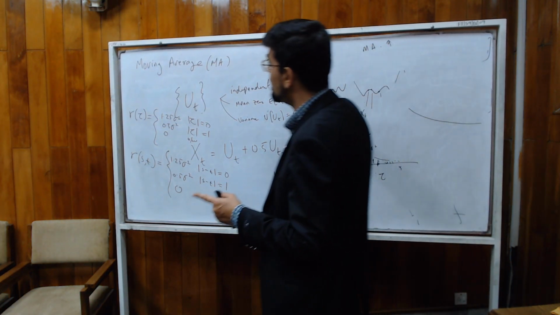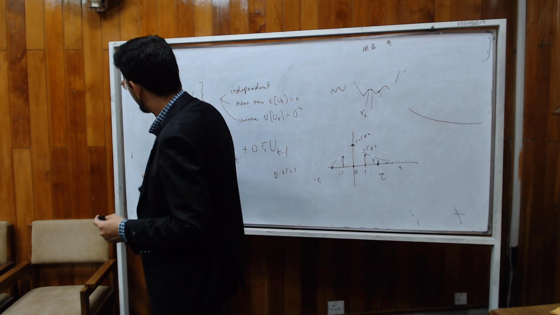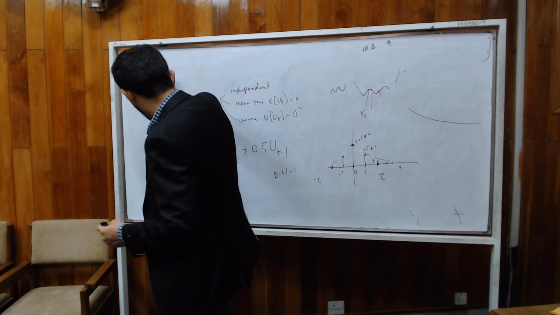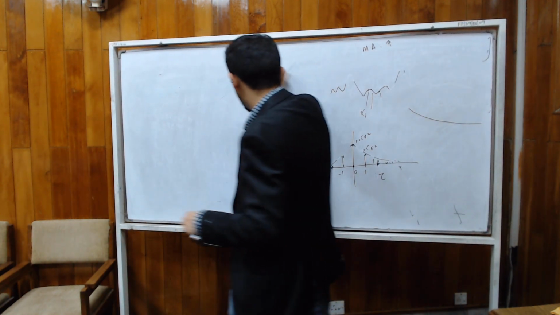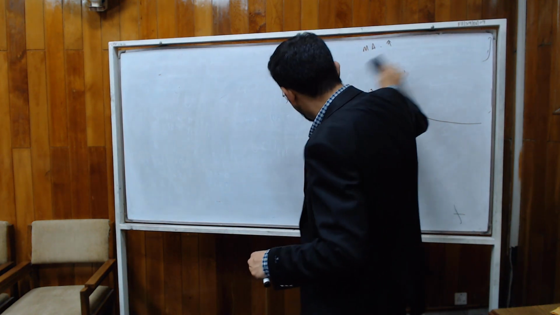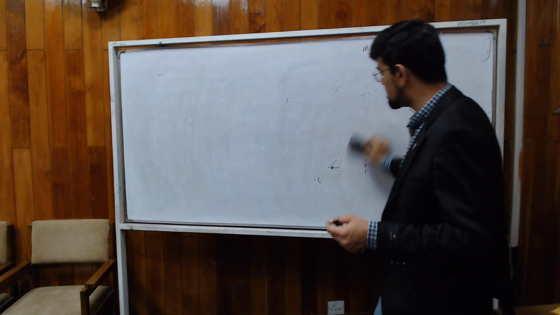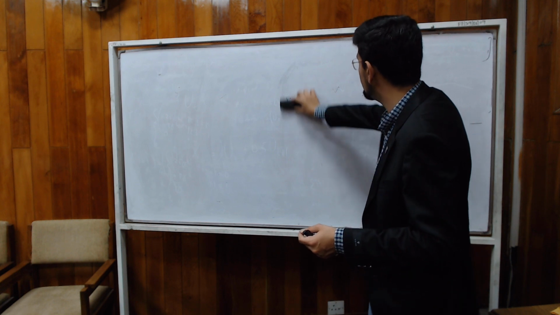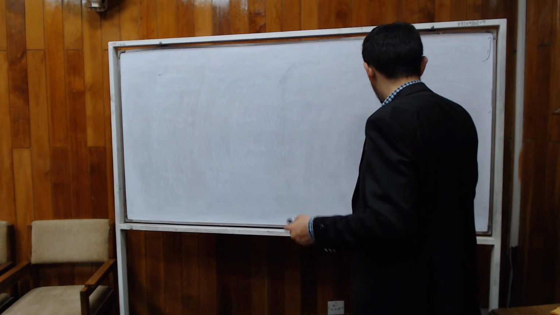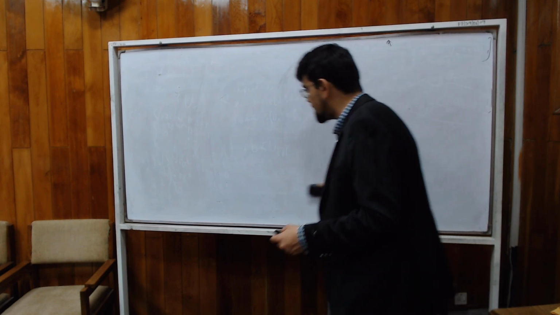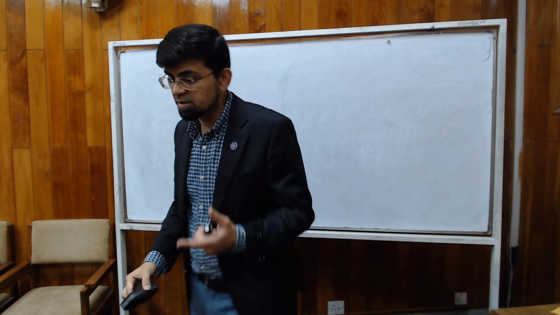So we have done what? Firstly, the sinusoid with random amplitude. Then we did moving average. The first one was not wide-sense stationary. The second was wide-sense stationary and had a vanishing covariance.